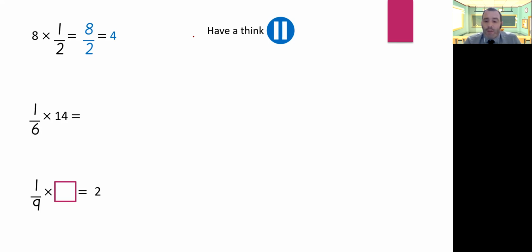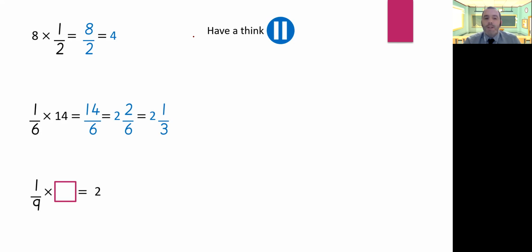We've got 1/6 times 14. Well, that's 14/6. We're going to divide 6 into 14. It goes in twice with a remainder of 2. We've got 2 and 2/6. We could simplify 2 and 2/6 down to 2 and 1/3, remembering that both 2 and 6 are in the 2 times table.